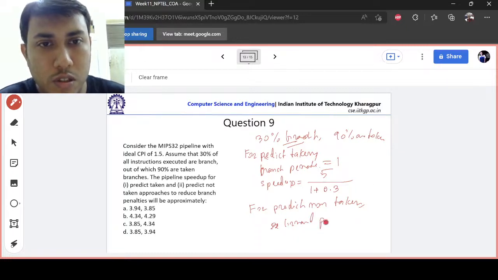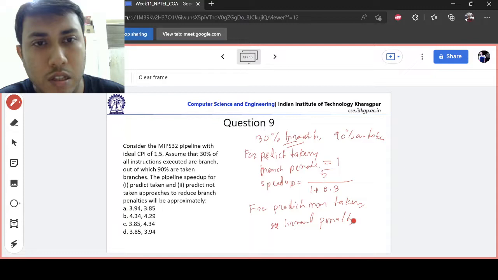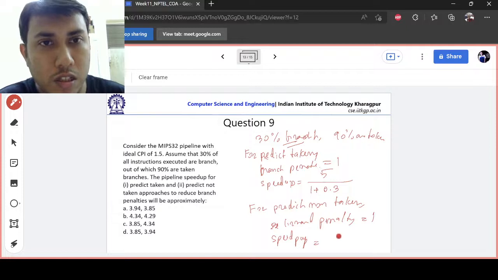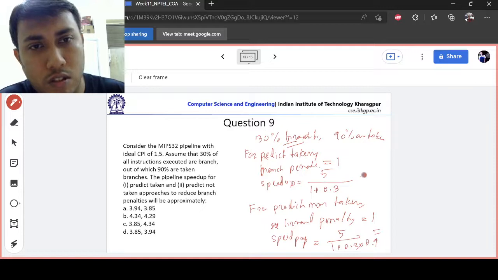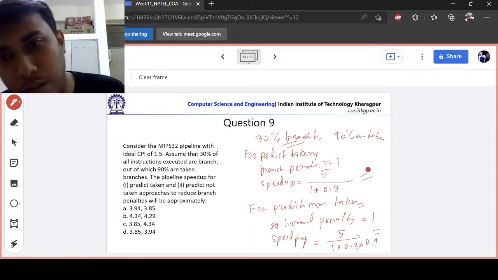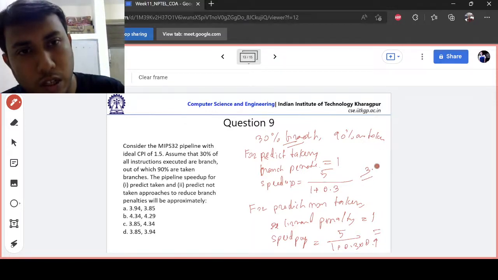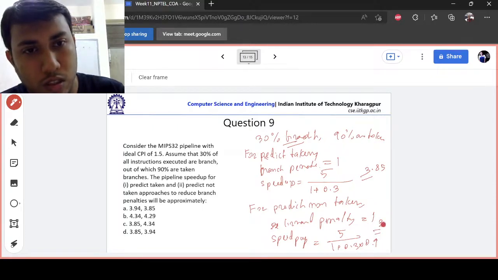Branch speed up will be 5 divided by 1 plus 0.3 into 0.9. So this will come down to 3.85, and this will come down to 3.9.